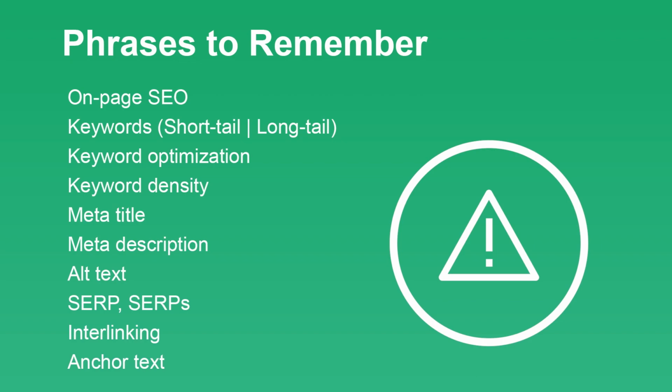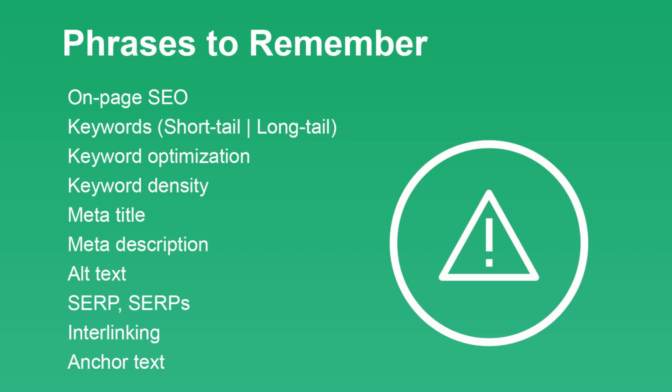Meta description. This is the description you see in Google search results of a certain result. So we have meta title and meta description, and this is where you want to include your keywords. Alt text. Alt text is alternative text that you add to images. Usually this text is used when images fail to load, but that happens very rarely, and in the SEO world people take advantage of that to include keywords in the alt text of images. SERP or SERPs, search engine result pages. This is where you see all the results that Google shows you. Interlinking. You do interlinking to link from one page of your website to another page of your website.